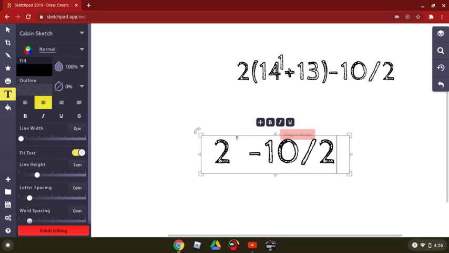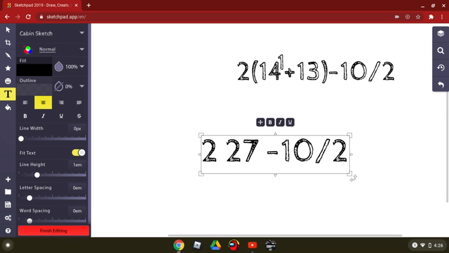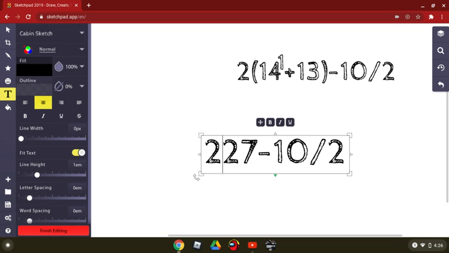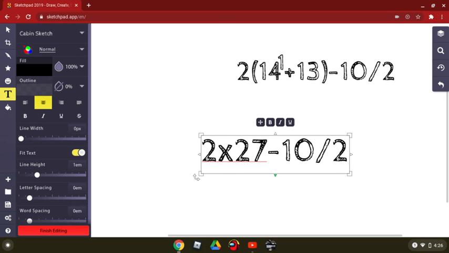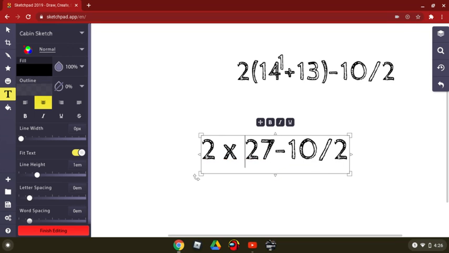So if we do 14 plus 13, if you get it correct, it'll be 27. So 27, and then that's what it should look like. But they should have a multiplier right there. 2 times 27 is what it should look like.